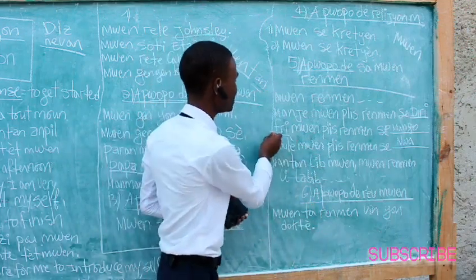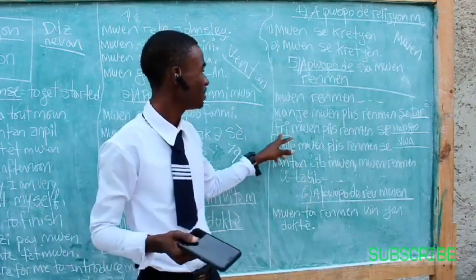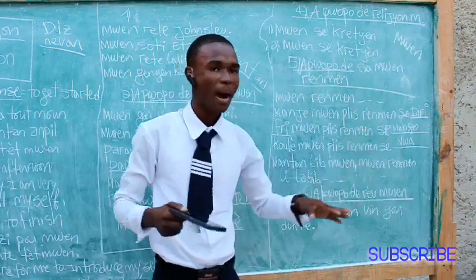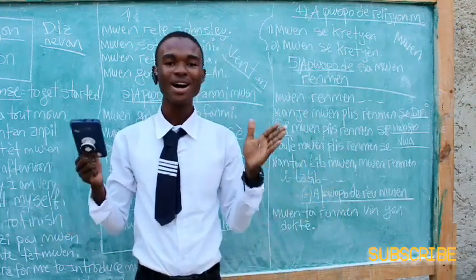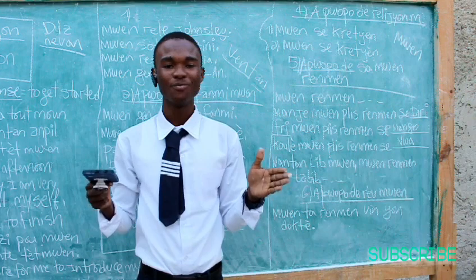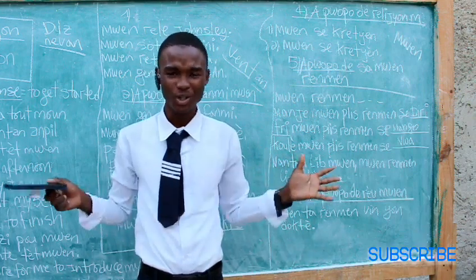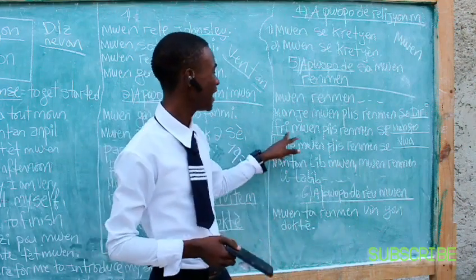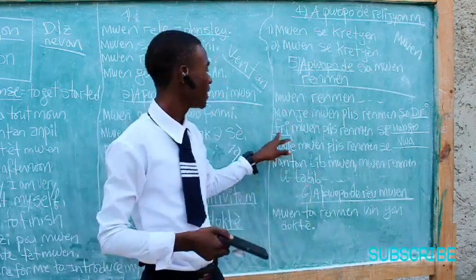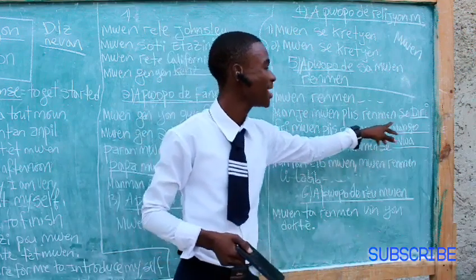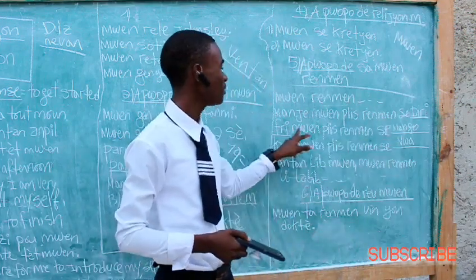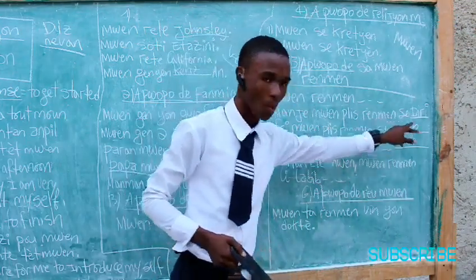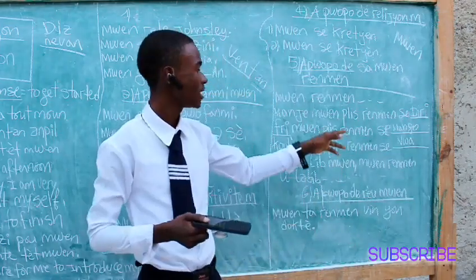And free means fruit. Free moi plus remé c'est mango. Mango. So mango is very delicious. It's very good. I like mangoes. I like to eat mangoes. Free, like my favorite fruit. Free moi plus remé c'est mango. May you repeat after me? Free moi plus remé, c'est mango. My favorite fruit is mango.